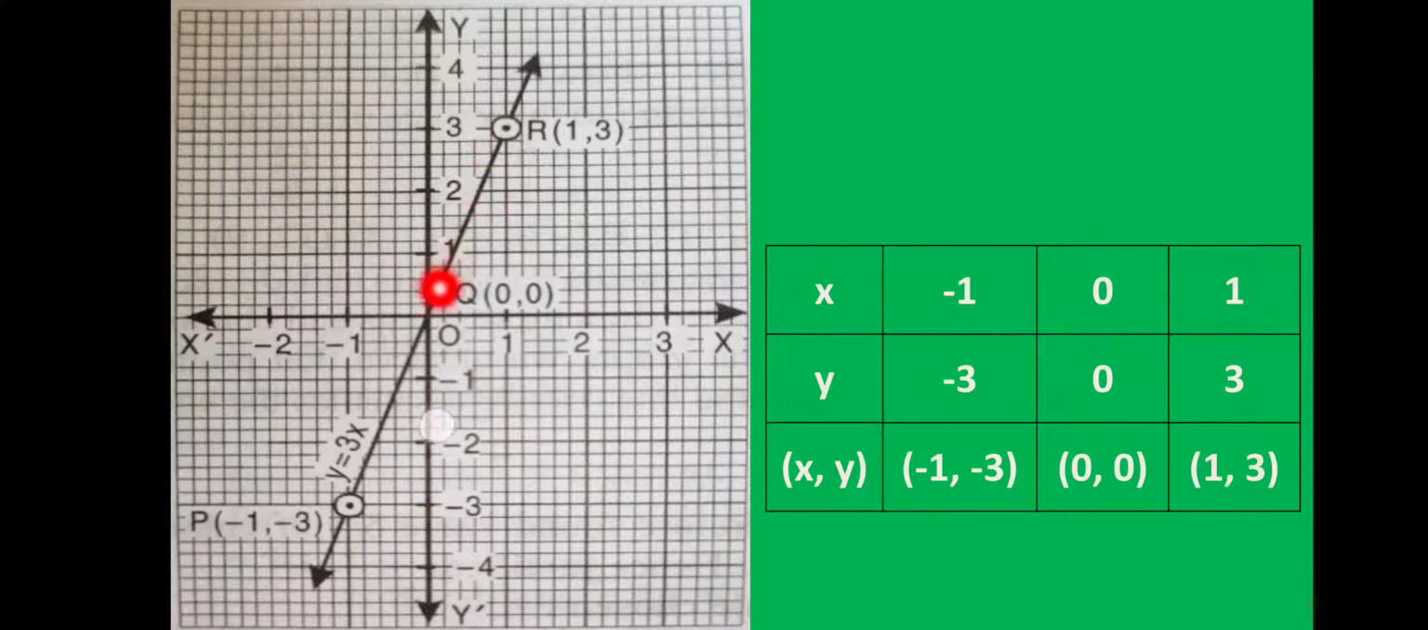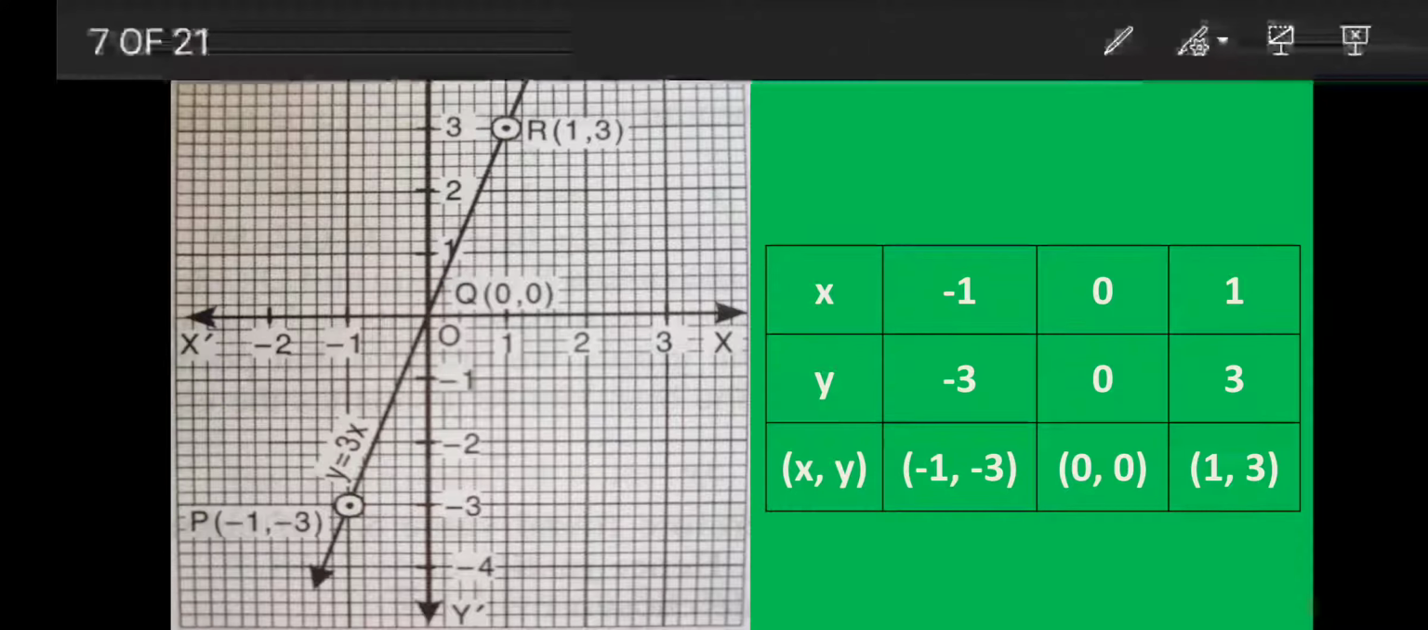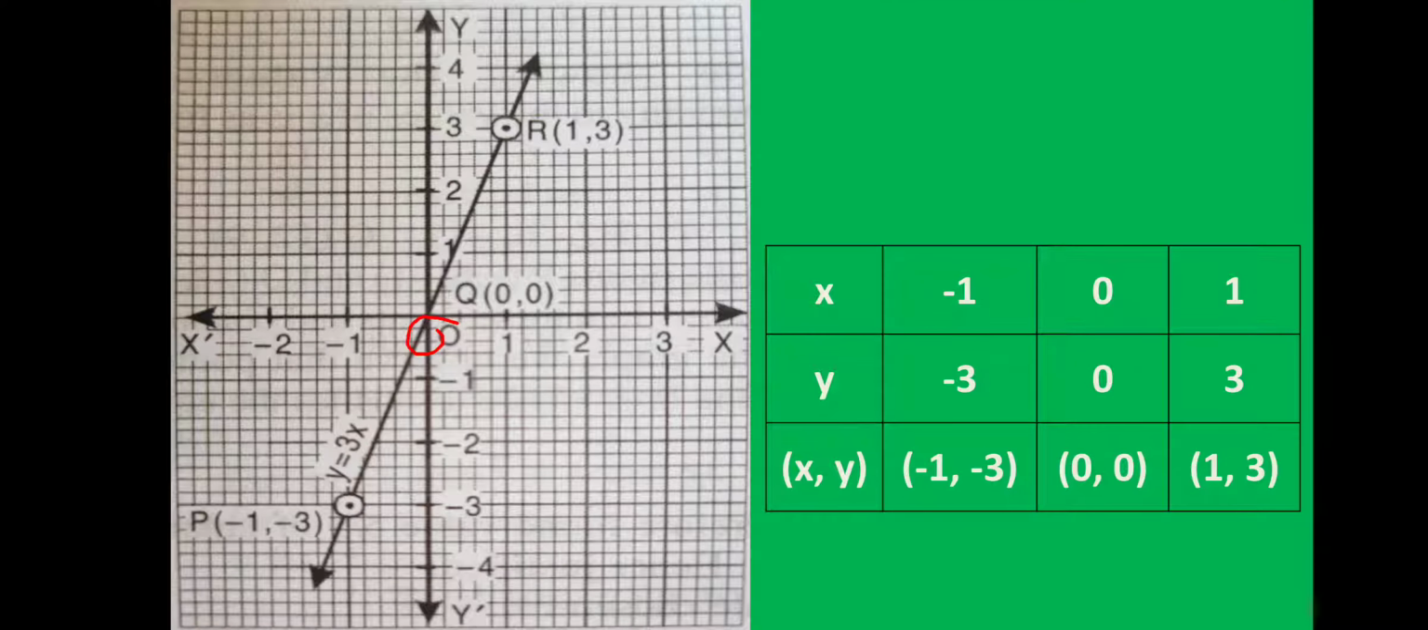Then we will join all 3 points along a straight line. Okay, you have found that point Q is at 0, the origin point, so represent this point as a circle. Like this, on the origin you will represent a circle, that is its answer.